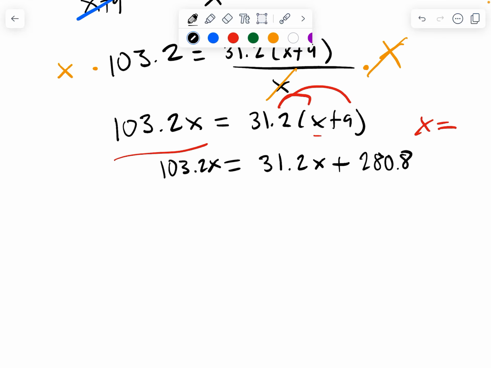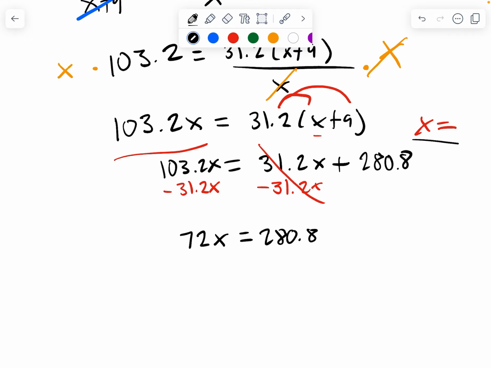We haven't done anything, nothing has changed. My goal is again to combine those x's. So I'm going to subtract 31.2x over to the left side of my equation. Those will cancel. And we have 103.2 minus 31.2, which gives us a nice rounded total of 72, even, equals 280.8.